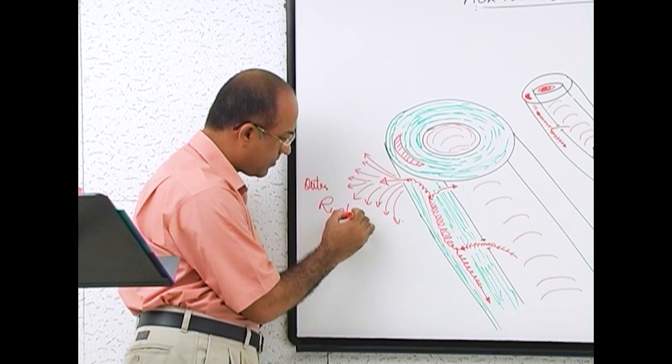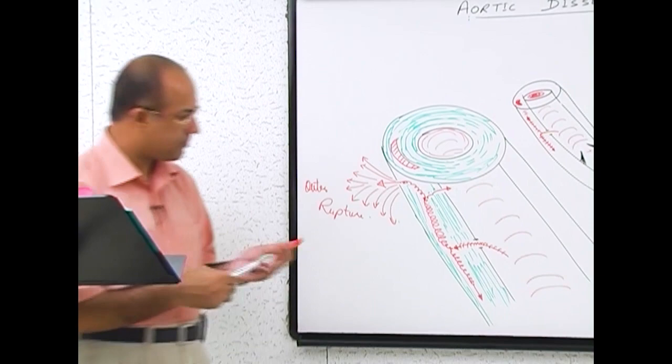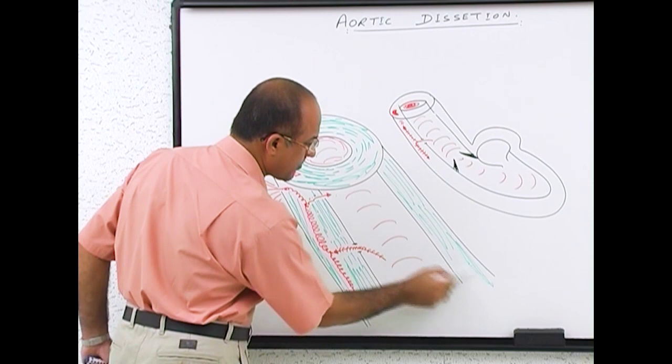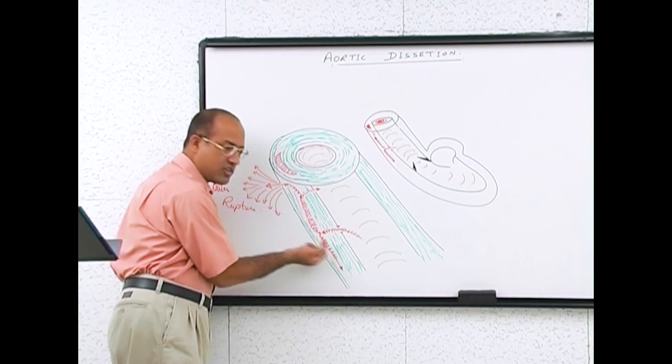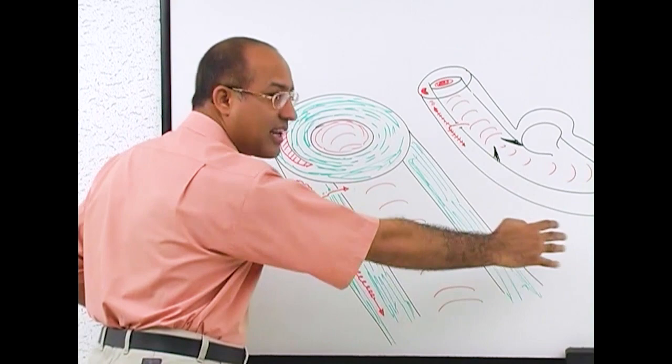So let's sum it up. I hope this is clear to your mind. What is dissection? Now, the point is that when blood enters into this and starts dissecting the layers in the media, usually there is no significant dilatation. There is no significant dilatation.